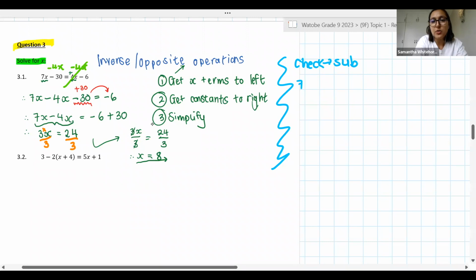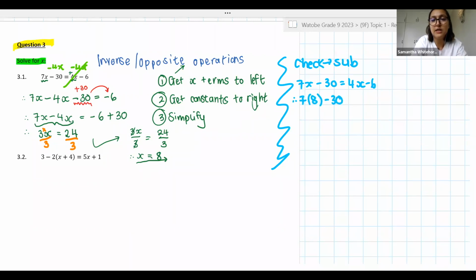So our original equation was 7x minus 30 is equal to 4x minus 6. If you now go and substitute the value for x that you found in place of x, you want to check that the left-hand side is equal to the right-hand side. So we would have 7 times 8 minus 30 is equal to 4 times 8 minus 6.